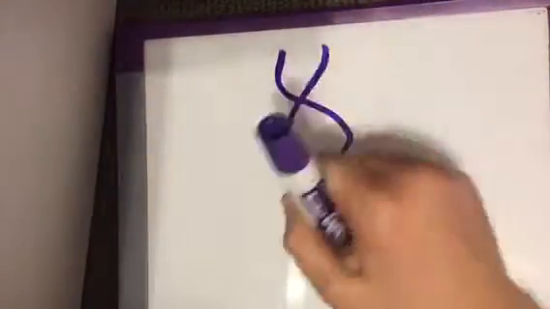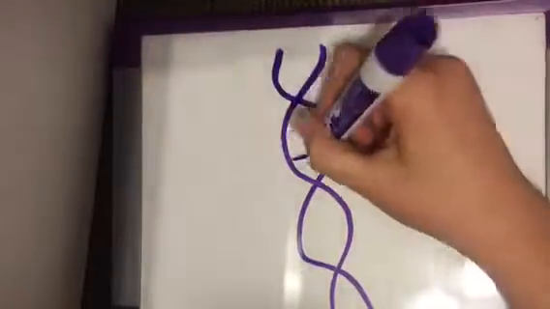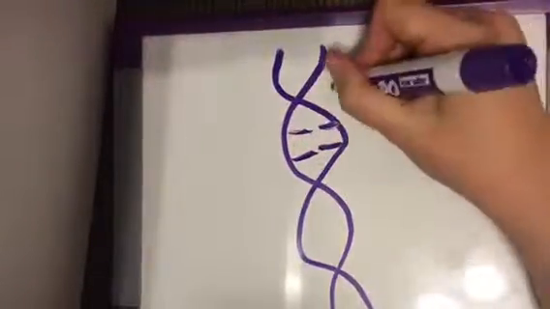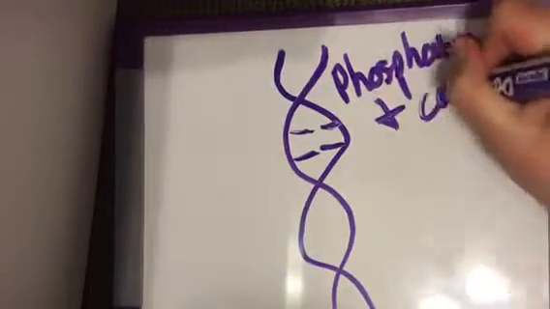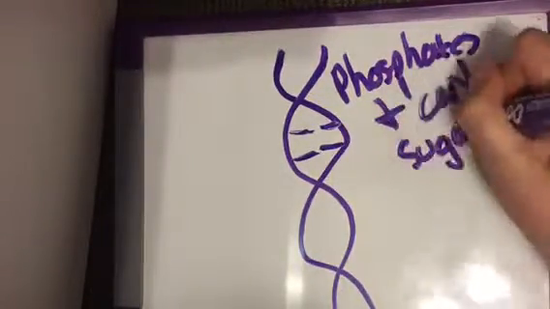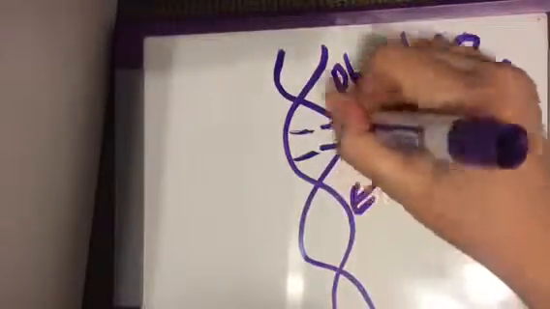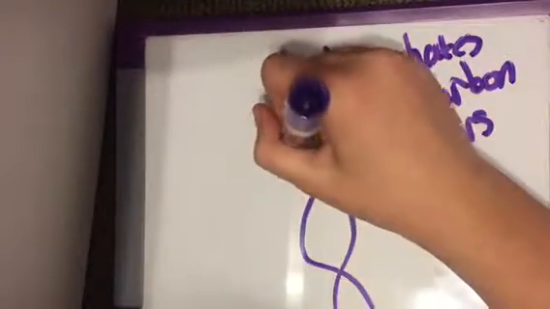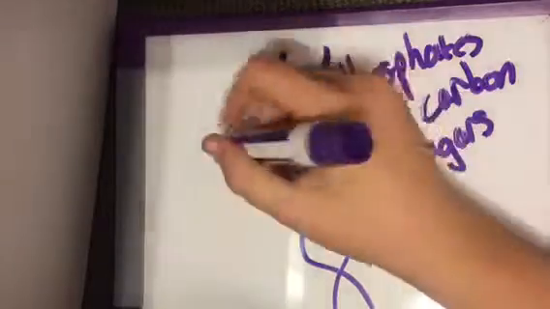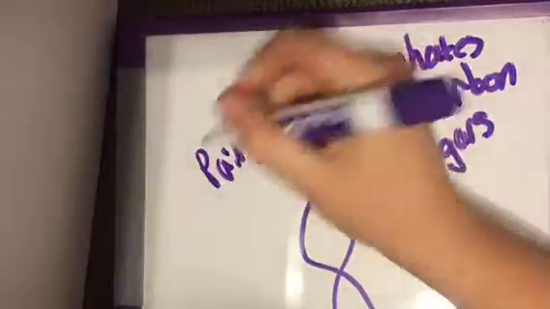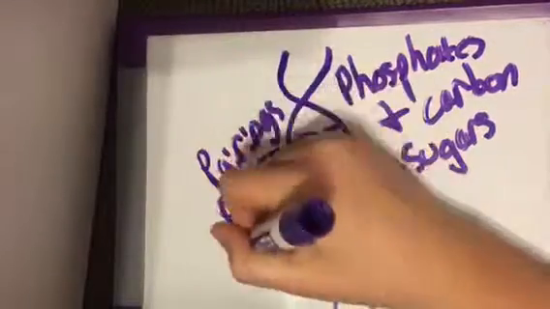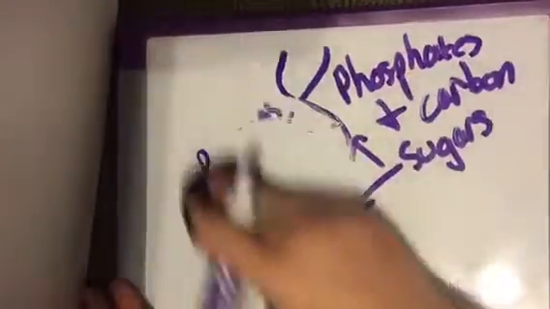Here's a review of the different structures in DNA. The phosphate and the sugars make up the helix. And on the inside, the base pairings go together, and that's thymine and adenine, guanine and cytosine.